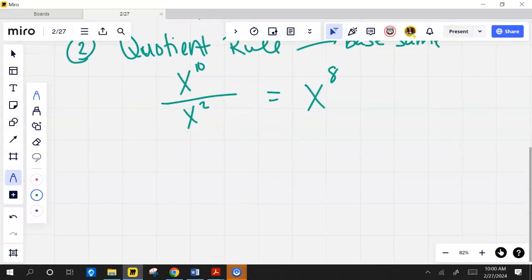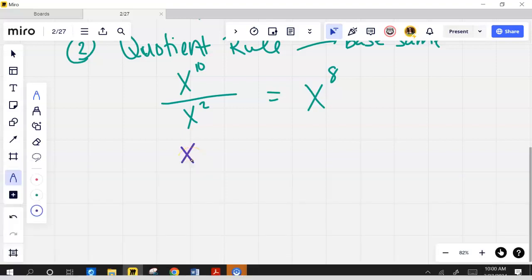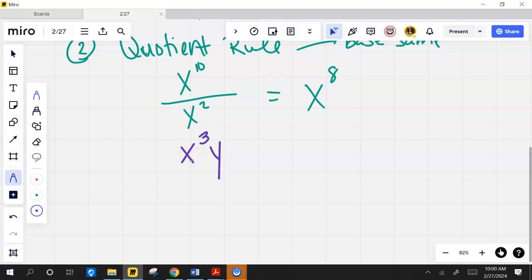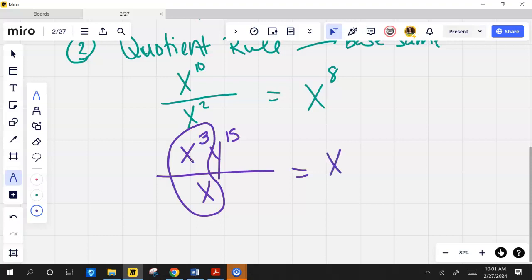The next one. Am I going too fast? It's only hard when you put them all together. Then you just leave them. So if I had, let's say, x cubed y to the 15th over x, I can only do the ones with the x's, right? So 3 minus, this one doesn't have an exponent, but what's the exponent? 1. So 3 minus 1 would be 2. x squared, y to the 15th.